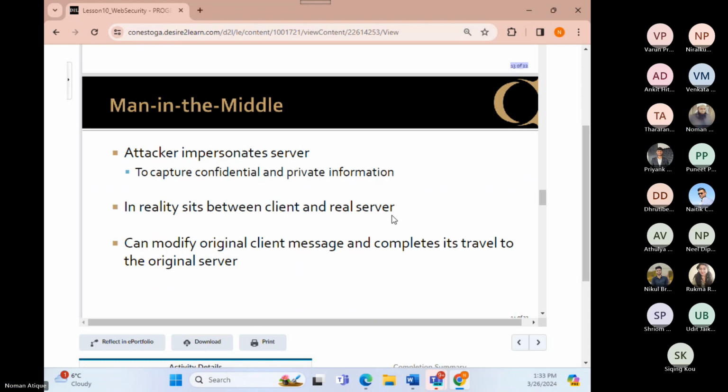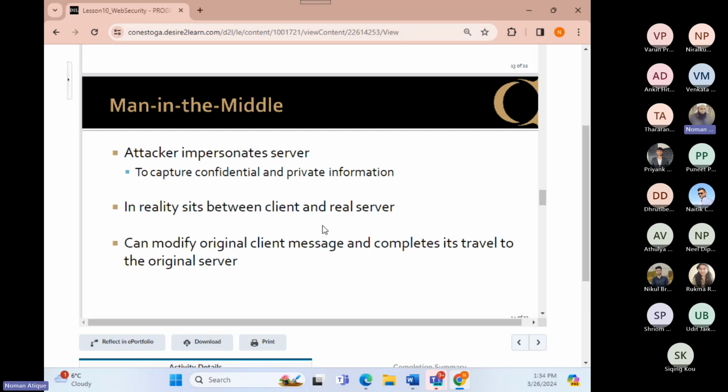Man in the middle. Attacker impersonates server to capture confidential and private information. In reality, it sits between client and the server. Yes, it's basically someone sitting in between me and my server. Man in the middle can modify the original client message and completes its travel to the original server. Man in the middle gets your information, changes it a little bit, and sends it to the server.